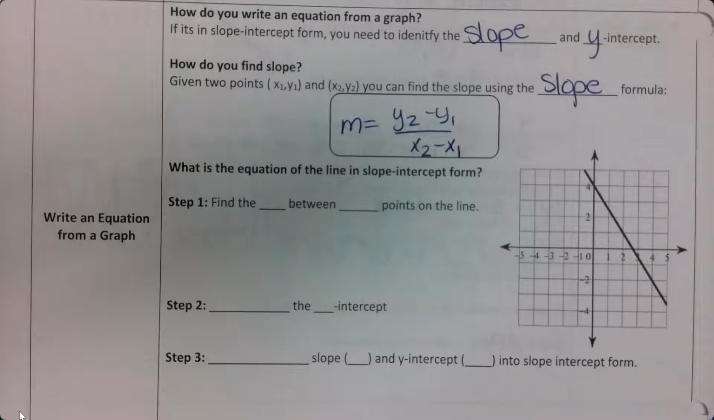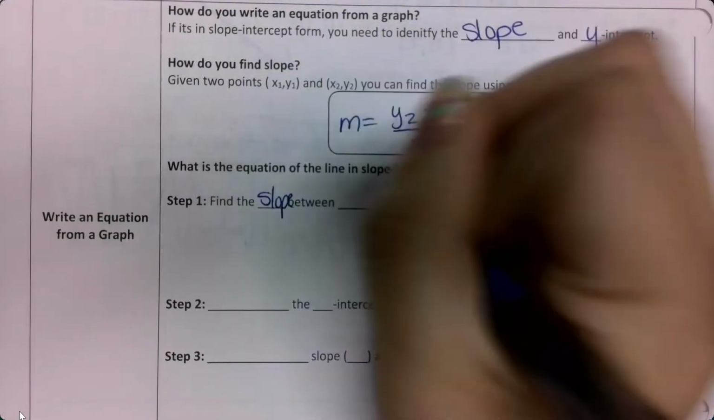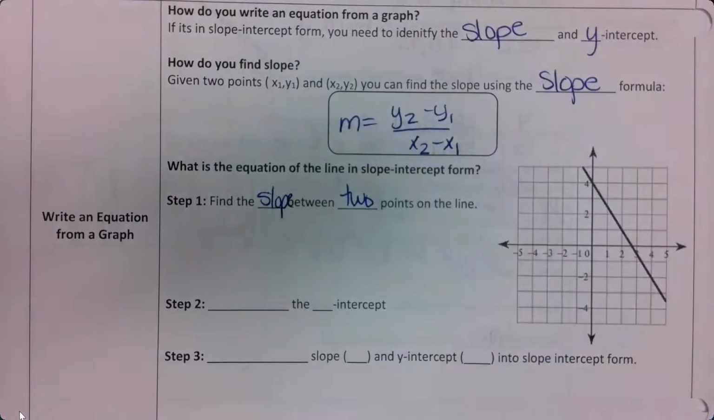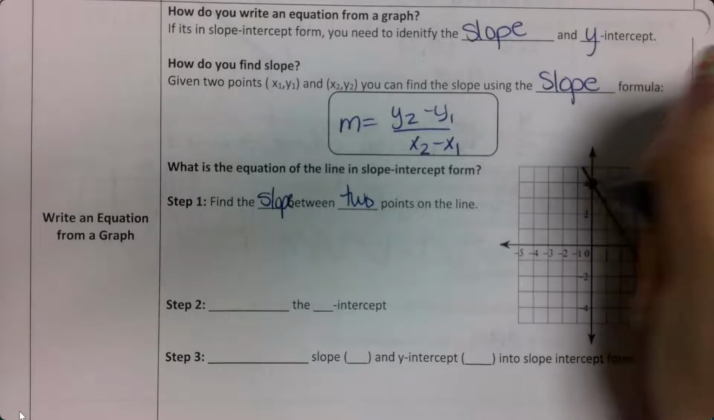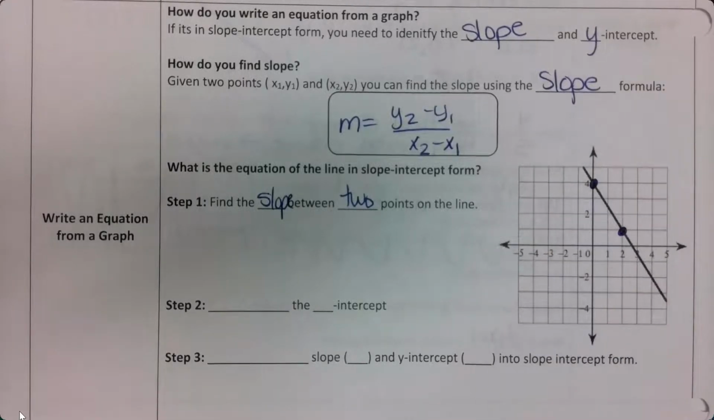Okay. So my first step is to find the slope between 2 points on the line. I want to make sure when I'm looking at my points that they're crossing nicely on the grid. I'm going to use this point right here, and this point is also crossing nicely there.